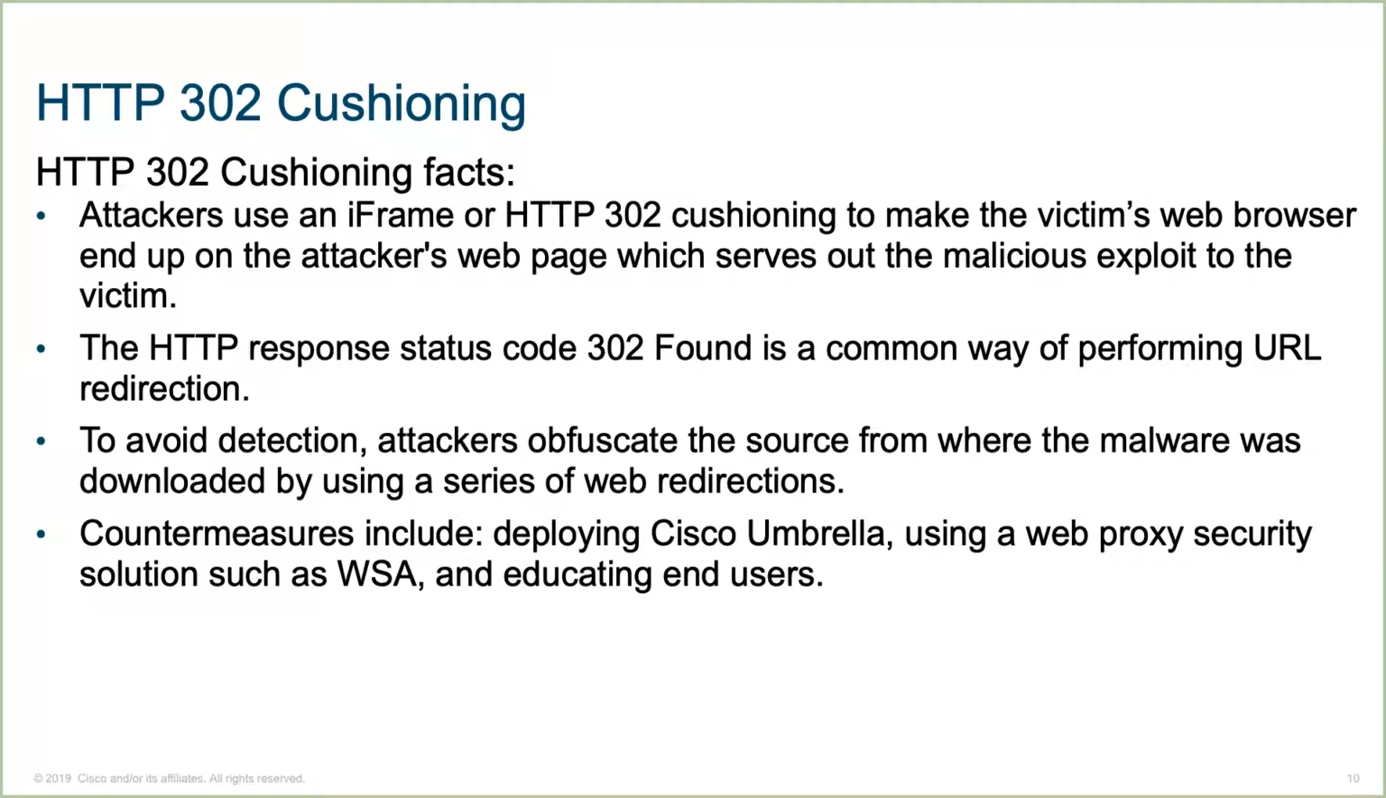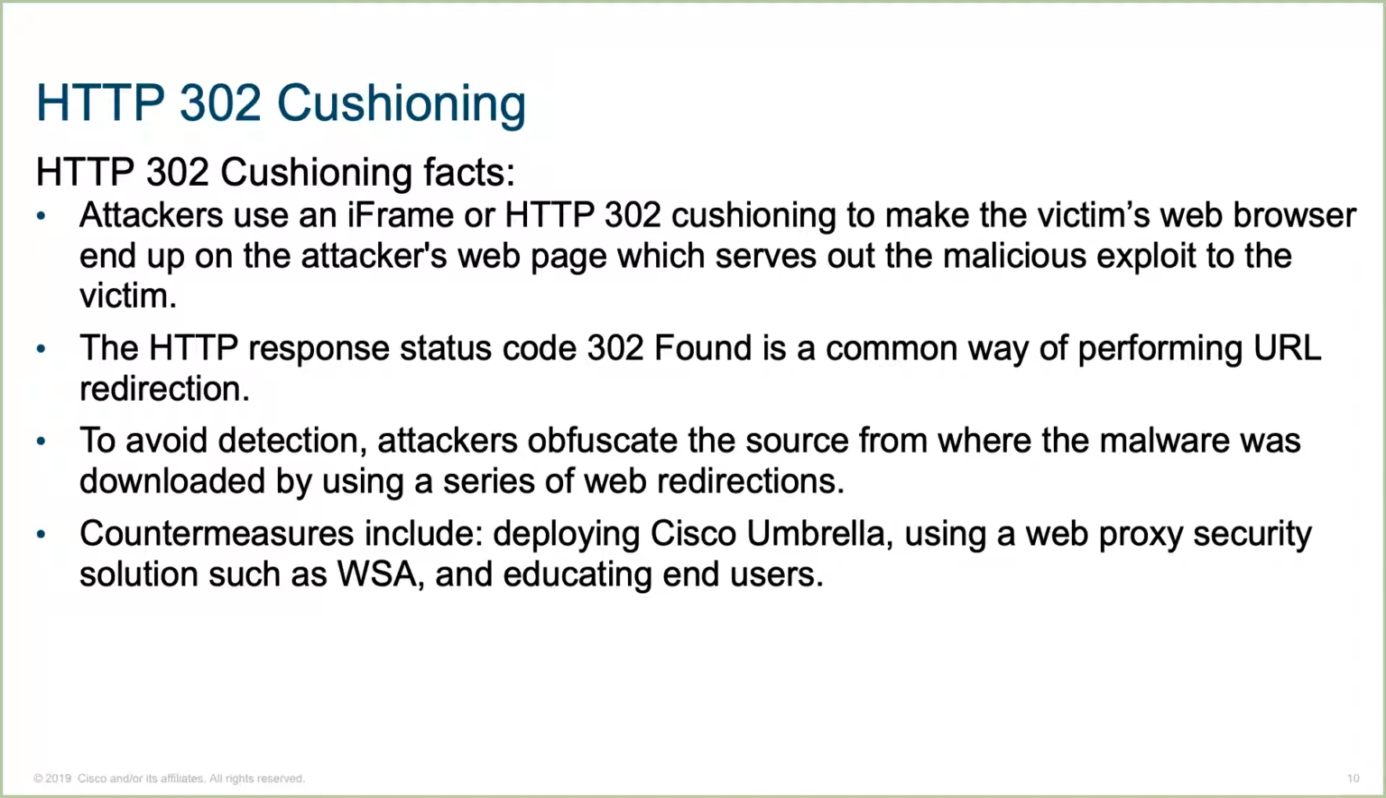HTTP 302 cushioning requires a few definitions before we go deeper into this example. For example, all HTTP communication has a series of verbs or commands sent to the server and responses or status codes coming back from the server. So for example, a 302 Found is a common HTTP response status code. In this case, it can actually be used to perform what is referred to as URL redirection.